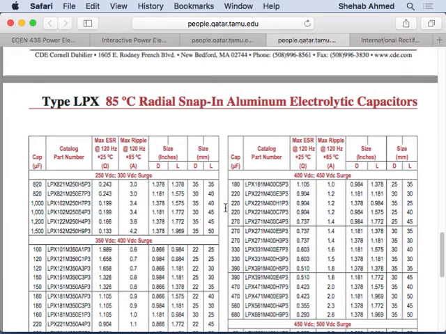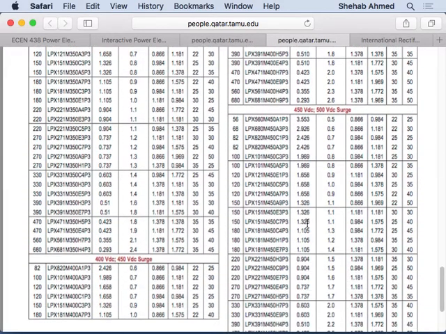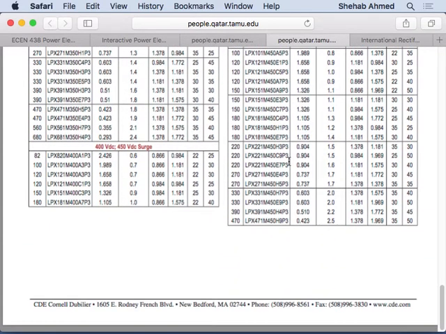For the 220 microfarad family at 400 volt DC, it's a 1 ohm resistor almost. Here it's a 1.92 ohm resistor. So you probably don't want to put a 2 ohm resistor in series with a capacitor. If you have 1 amp of capacitor current, then you're talking about a 2 volt ripple, just because of the ESR.